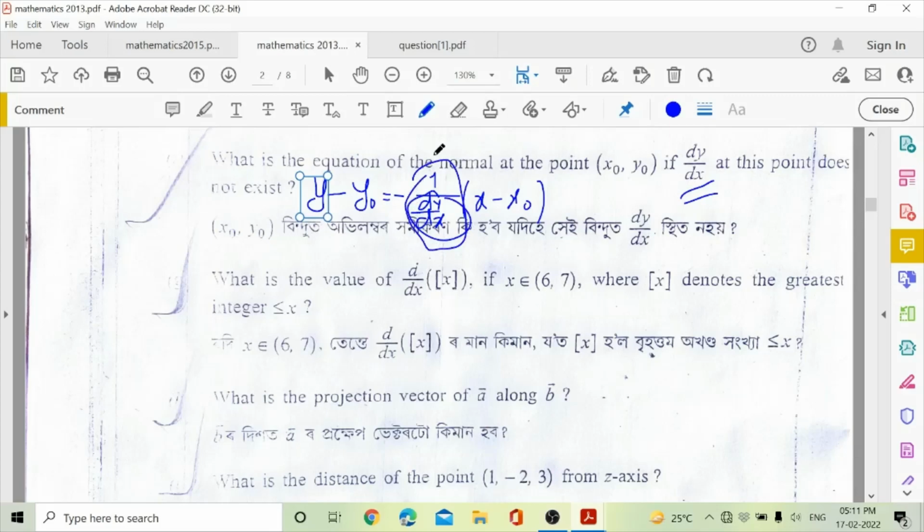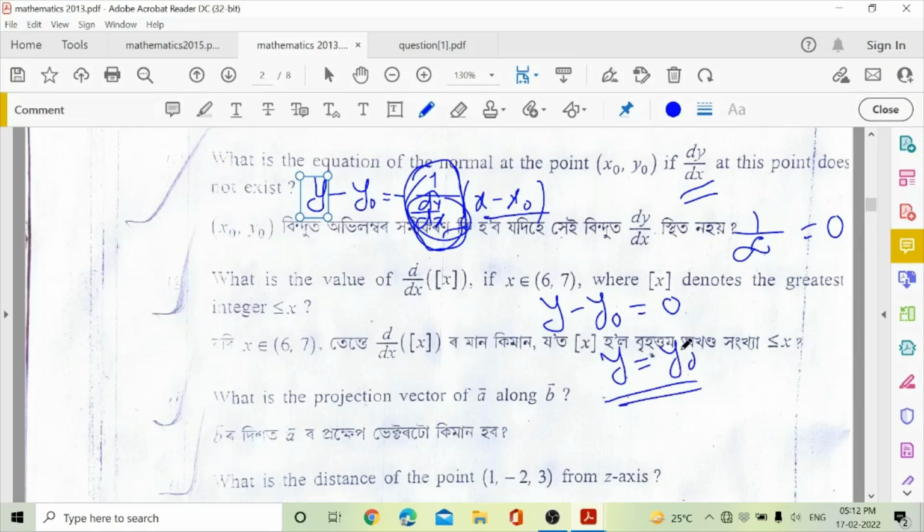Am I correct? Suppose let us consider not defined is infinity. So 1 by infinity will become 0. Correct? 1 by infinity will become 0. dy dx does not exist means 1 by not defined is equal to this term, whole term will become 0. If this term will become 0, 0 into something will become 0, then we will have y minus y naught is equal to 0. This one implies y is equal to y naught.